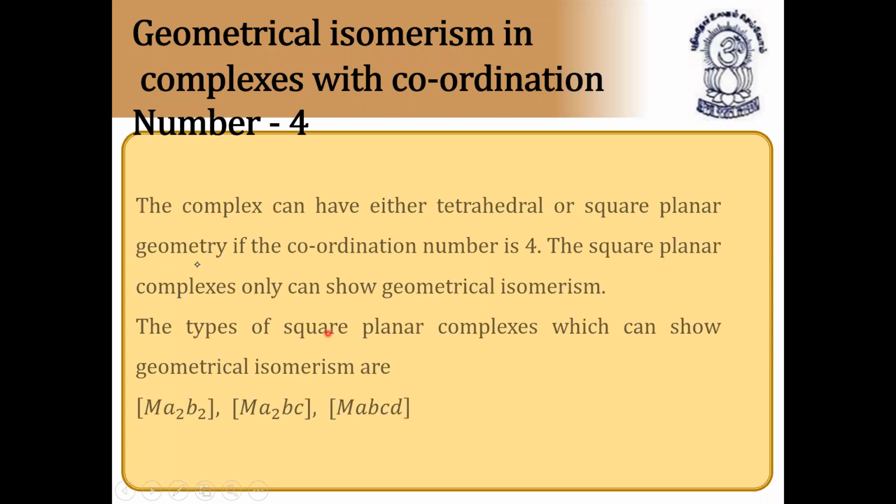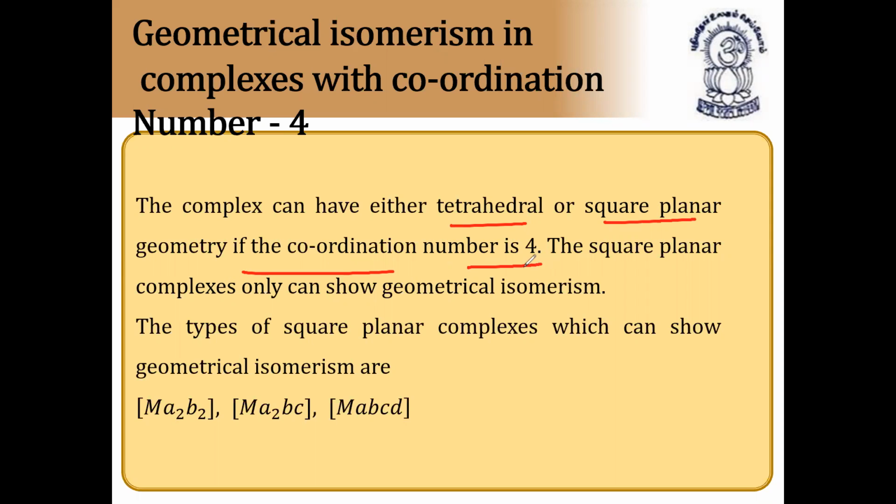Next, continuation. The complex can have either tetrahedral or square planar geometry if the coordination number is 4. The square planar complex can only show geometric isomerism. Tetrahedral will not show. Only square planar complexes will show geometric isomerism.